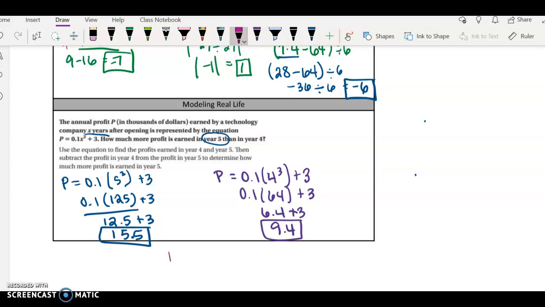My final answer means I need to subtract the 2 to see how much more I gained with that 1 extra year. So 15.5 minus 9.4 gives me 6.1. And that's in thousands. All right.